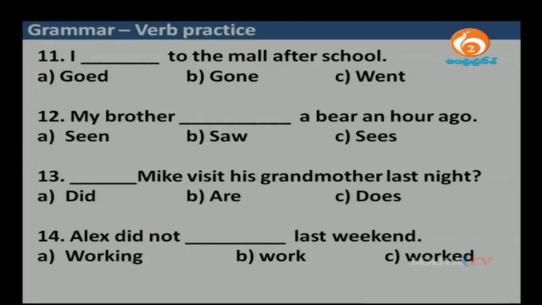Number 14, Alex did not dash last weekend. Alex did not working. Alex did not work. Alex did not worked. If you remember, in terms of the verb form, I already explained there cannot be two past tense verbs next to each other. So this is did not, past tense. My next actual verb should be present tense. So Alex did not work last weekend.